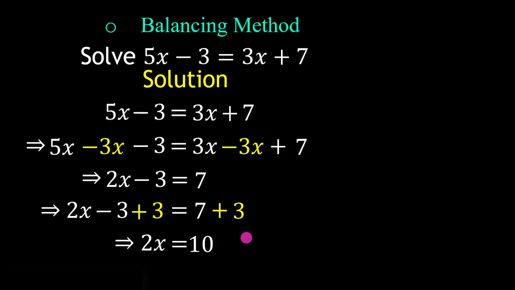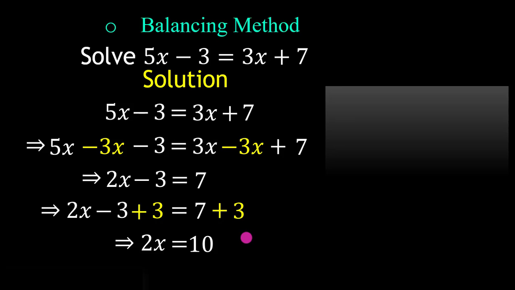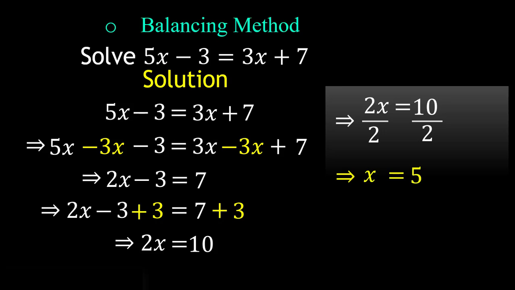But we are looking for x, so what do we do next? Here, we simply divide both sides of the equation by 2, as shown on the screen. And that now simplifies to x equal to 5. So this is basically the balancing method. What you do at one side, you must also do the same to the other side as well.